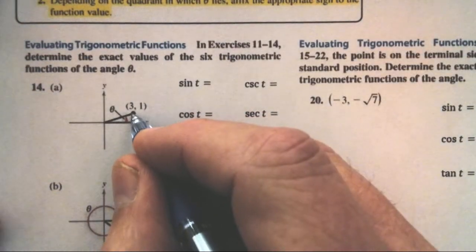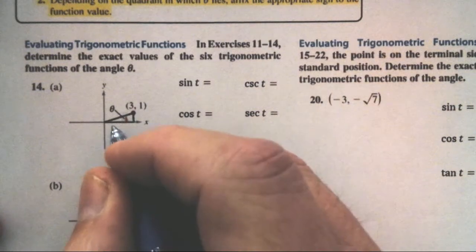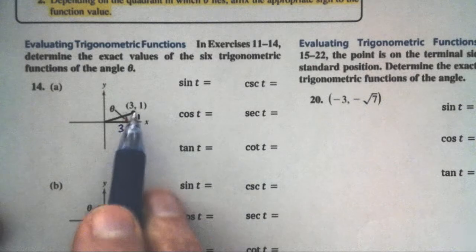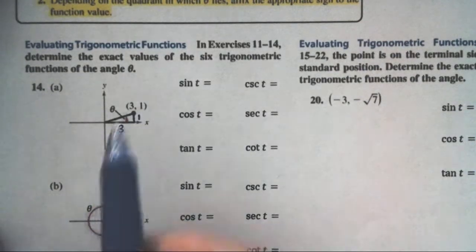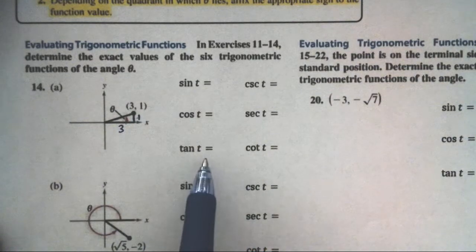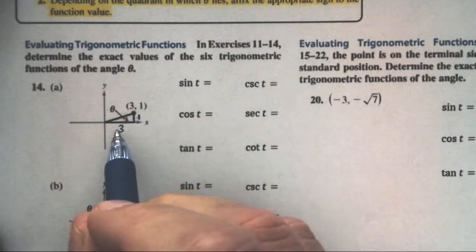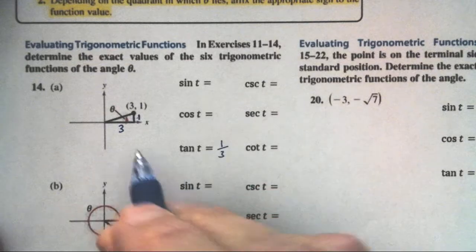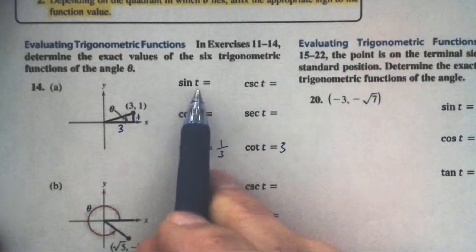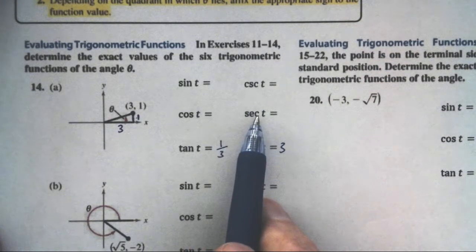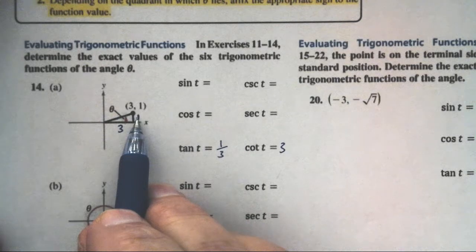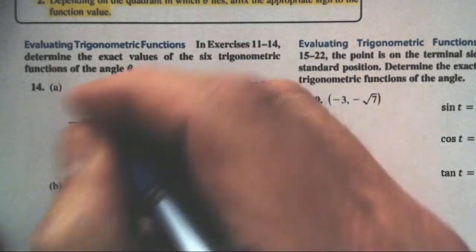So in this case, if I drop my triangle here, this length would be 3, the height is 1, and therefore, because I have y and x, I've got enough information to know tangent. Tangent is y on x, or 1 on 3. Cotangent is the reciprocal of that. But we need r to know the rest of these, so we need some Pythagorean help. So Pythagorean, 3 squared 9 plus 1 squared 1, 9 plus 1, 10.